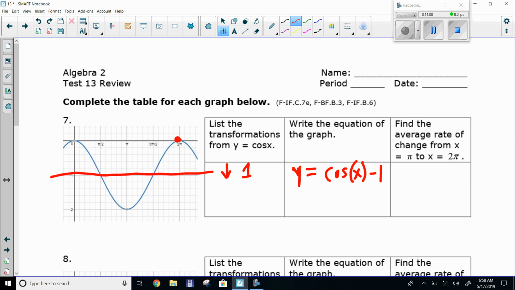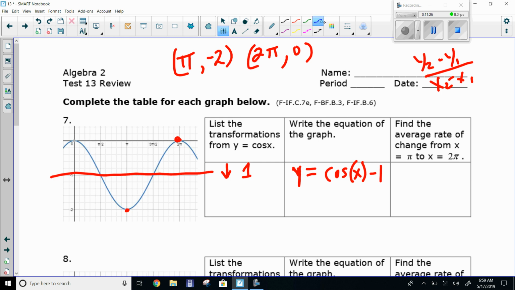Average rate of change. So for the average rate of change, you're going to do y2 minus y1 over x2 minus x1. So they gave you the x's, we just got to find what the y values are. So when x is pi, let's see, here's pi, the y value would be at -2. So that's my first point, and then the next one they want us to use is 2 pi. So at 2 pi, it's 0.